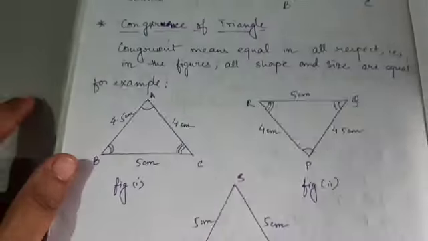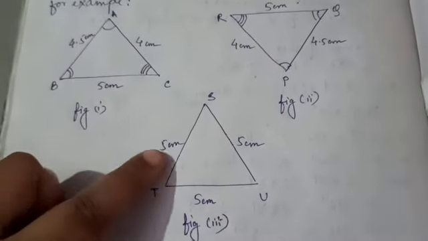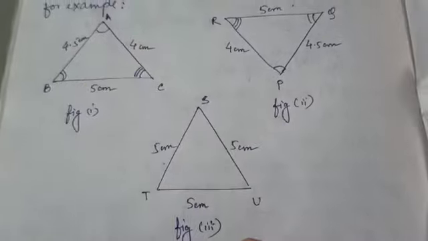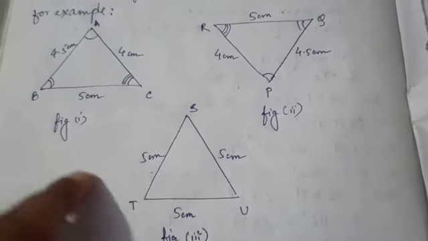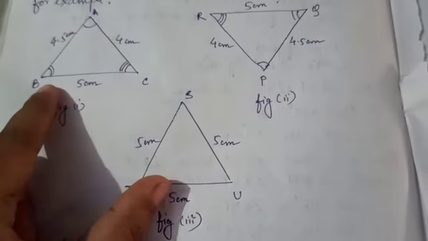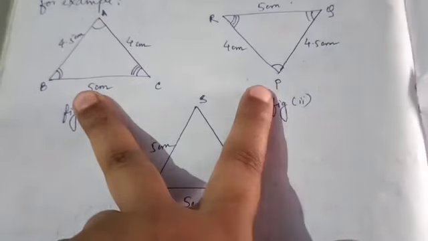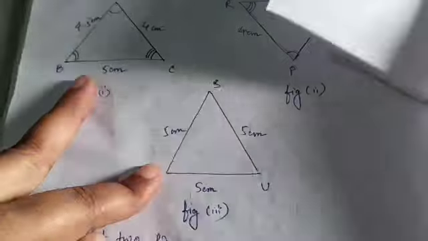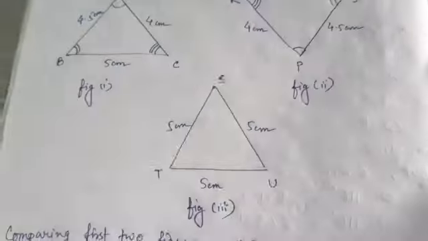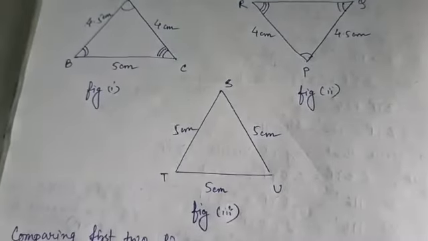But when we consider figure 1 and figure 3, we can see that the sides are not equal. Only one side is equal. The other two sides are not equal. Neither are the angles equal. So figure 1 and figure 3, these two triangles, are not congruent to each other. The first two triangles are congruent to each other, but the first and the last triangle are not congruent to each other. And this is how we can understand congruency of triangles.